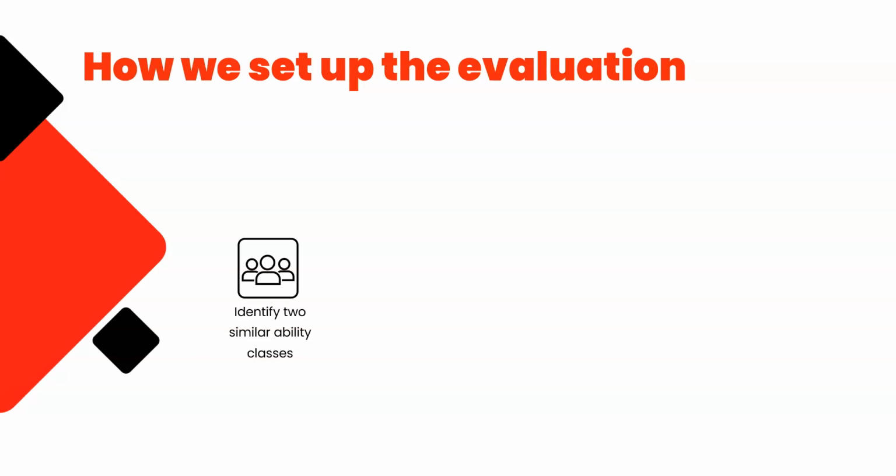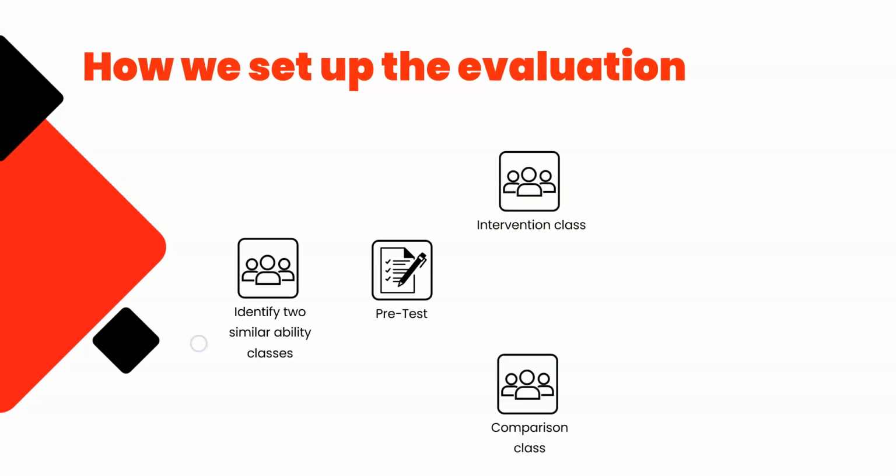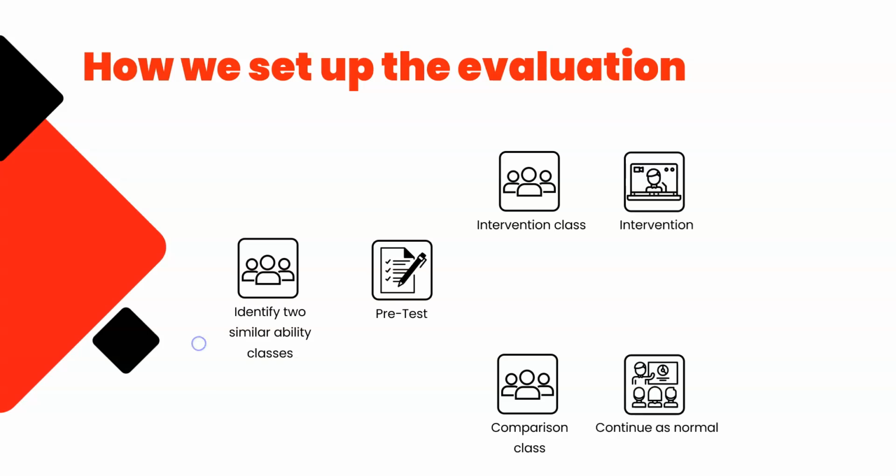The first thing we ask you to do is identify two similar ability classes. Both classes will complete the pre-assessment test. The What Teachers platform will then randomly allocate one class to the intervention and one to the comparison group. The intervention group will use this for the duration of the trial. The comparison will continue as business as normal.